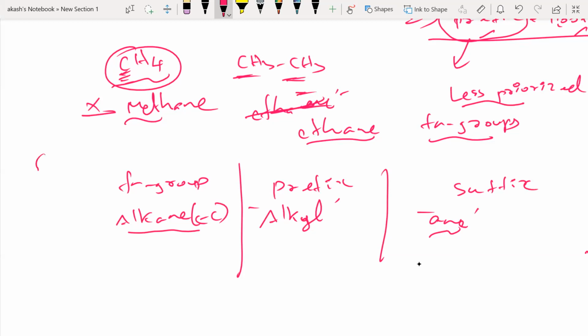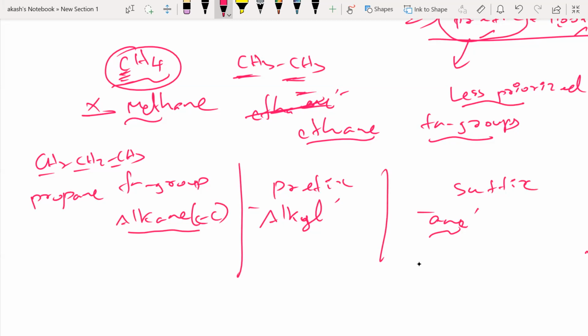Same way, say I have 3 carbon atoms like this. I understand that 3 carbon atoms means the root word is prop. And I understand that there are only C single bond Cs, no other thing is there. So you have to end up with ane, so prop, ane. That's it. That's how you give the name.